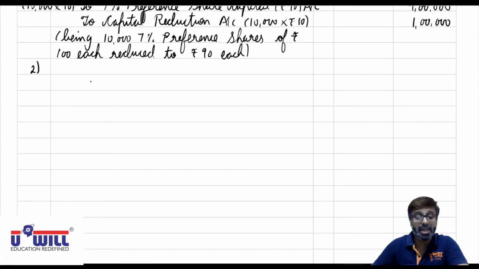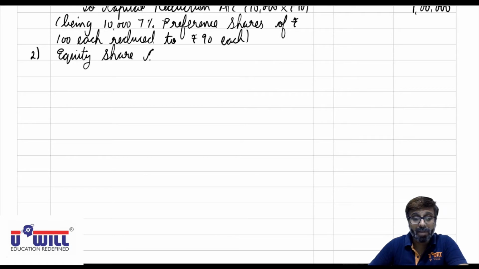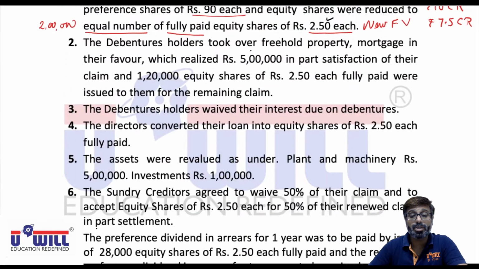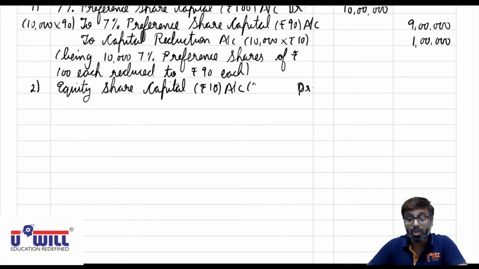So equity share capital with old face value rupees 10 account debit, and the amount will be 2 lakh shares into 10, that is 20 lakhs. Okay, 2 lakh shares are already there. So 2 lakh into 10, that is 20 lakhs.